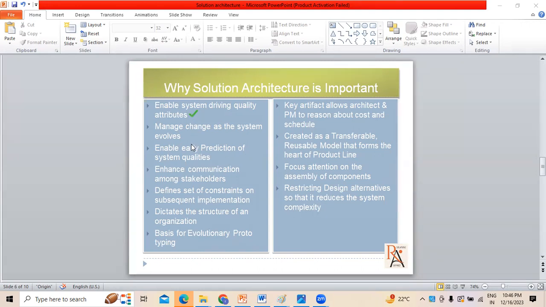Second, manage changes as the system evolves, right? Just now, sometime back, I told you that earlier there were on-premise applications, mainframe applications. Now we are transforming to cloud applications. Why are we moving? For different reasons. One is to make our applications more qualitative in future. That could be reason number one.